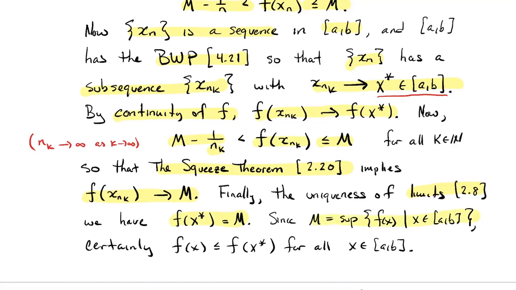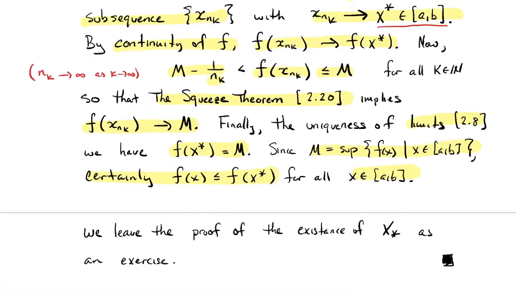M is the supremum of the range, and so certainly it's true that f of x is less than or equal to f of x star for every x in [a, b]. Nice. So I hope you will take the challenge here.